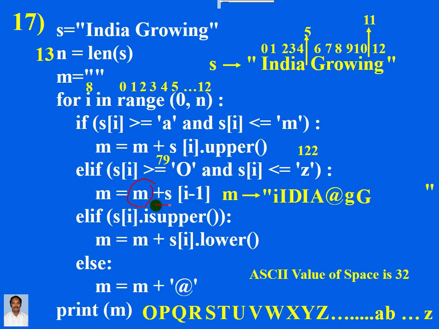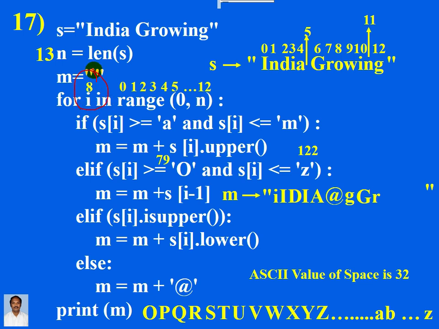M concatenated with S of I minus 1. I is 8. So 8 minus 1, 7. S of 7 will give you small r. So here you get small r. So M concatenated with a small r, that comes in M. So here one small r will appear.